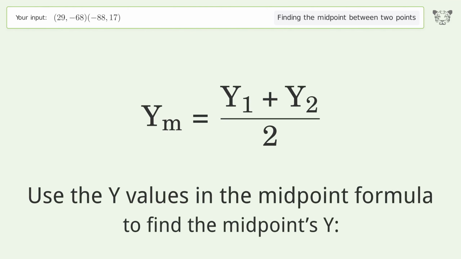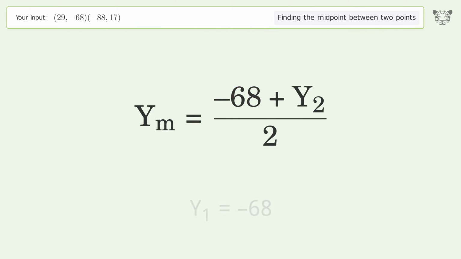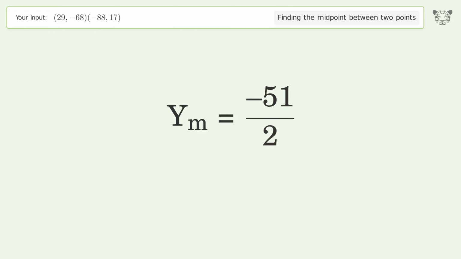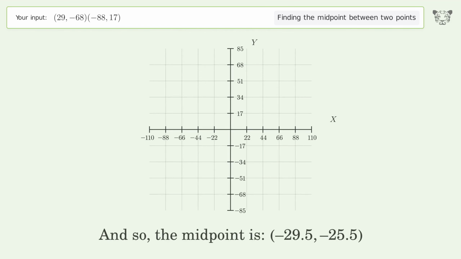Use the y values in the midpoint formula to find the midpoint's y. y1 equals negative 68. y2 equals 17. Simplify the arithmetic. And so, the midpoint is negative 29.5, negative 25.5.